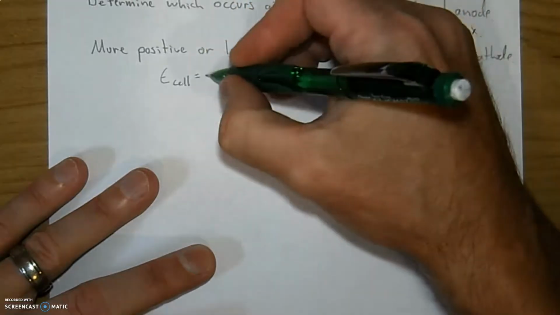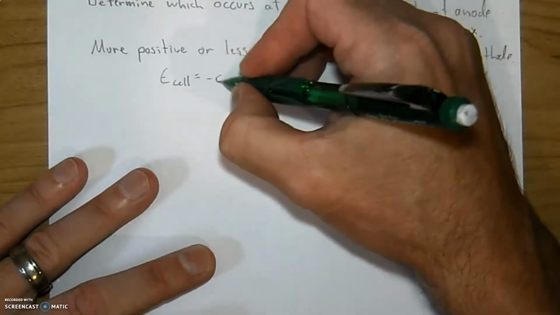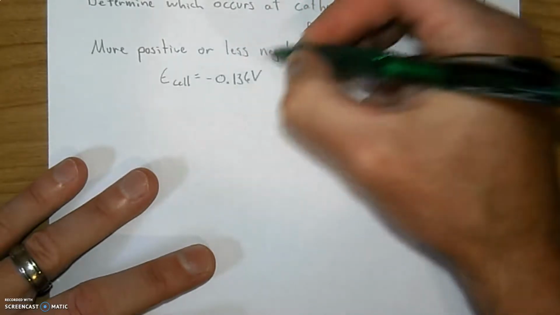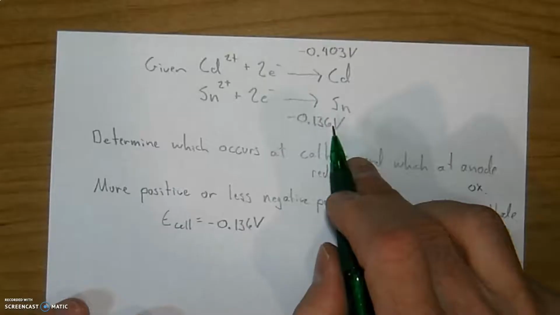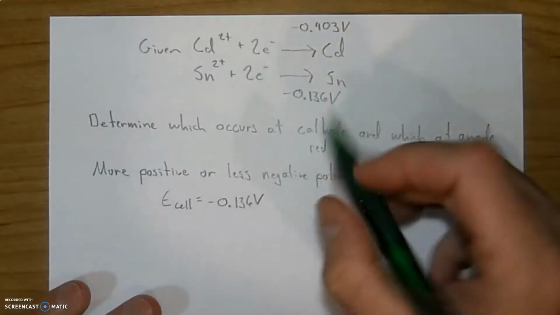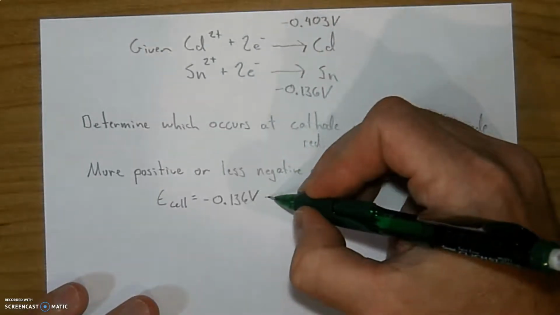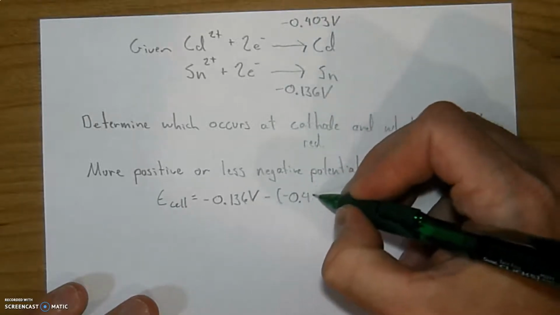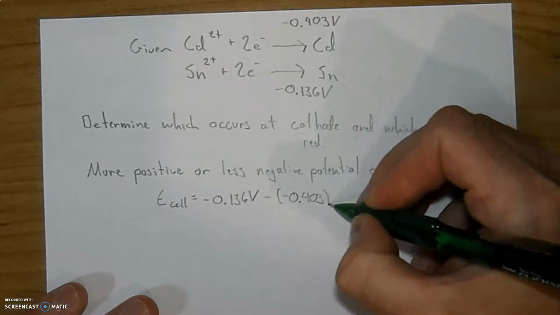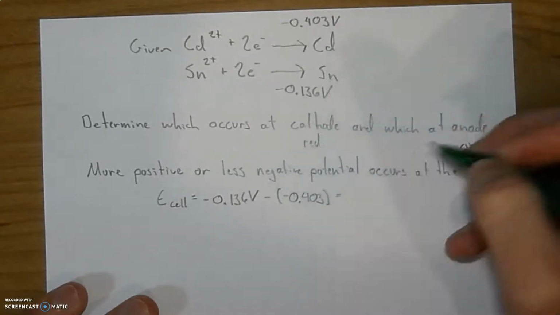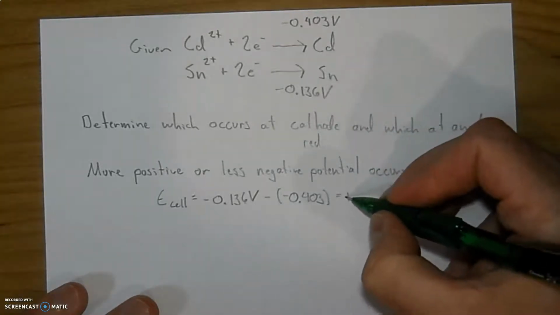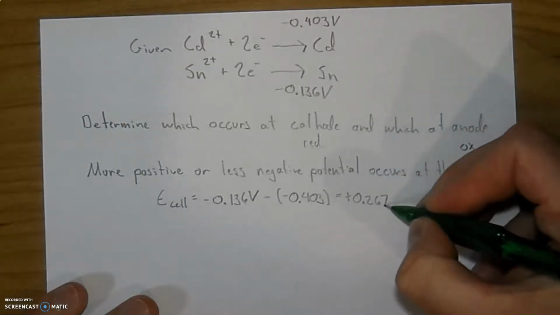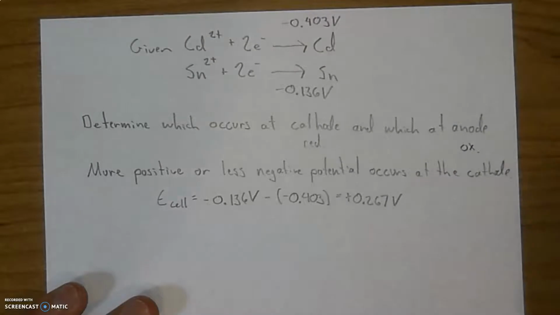we're going to say negative 0.136 volts because that's the more positive value up here, minus negative 0.403 is equal to positive 0.267. And again, these are all voltaic cells, which means they're spontaneous.